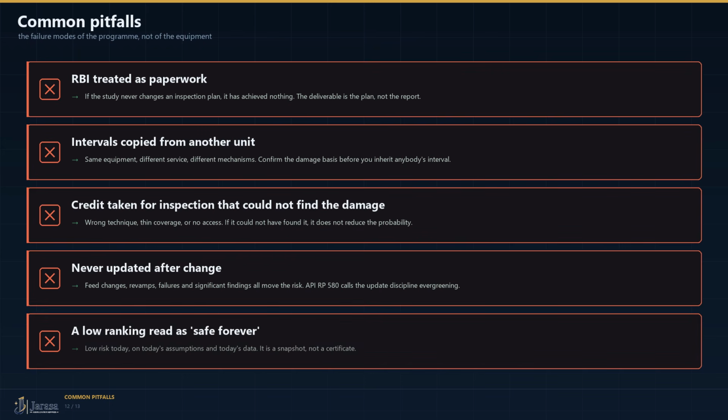And be clear about what a low ranking means. Low risk today, on today's assumptions. It is not a certificate of safe forever.